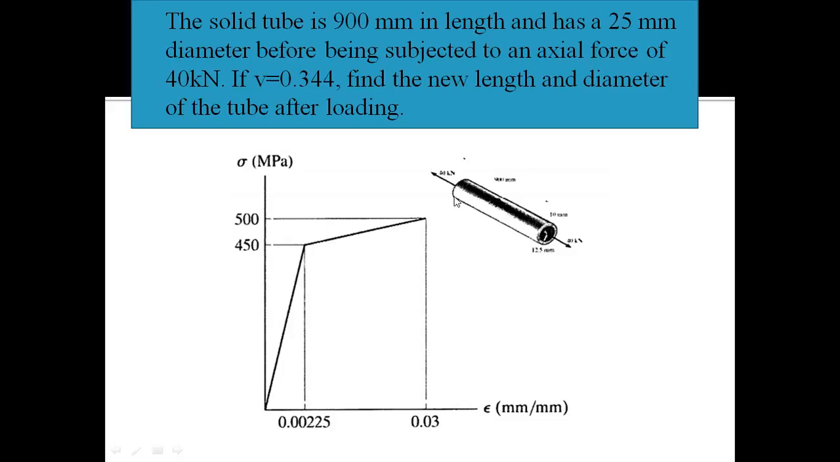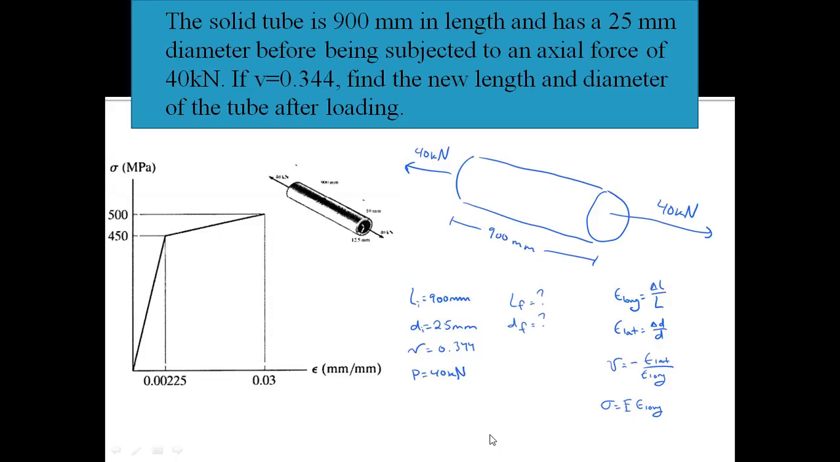So you have this tube and you have some 40 kilonewton force pulling it apart, and they've also given you the stress strain curve for this material. So we have normal stress, normal strain. I've written down what we know. What we want to find is the new length and the new diameter after being subjected to this normal force, and all of these equations that we know or might need.